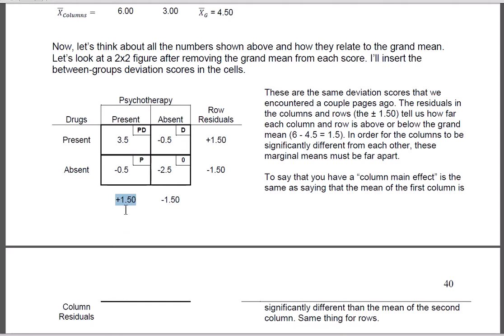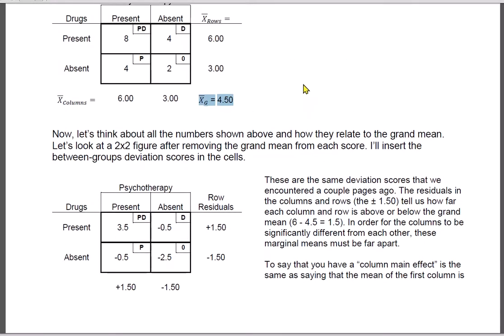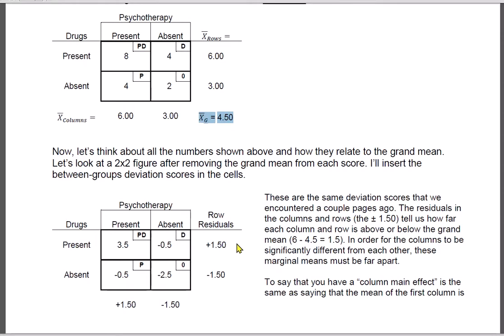This is your column effect for the people who got psychotherapy. They get, on average, a bonus of 1.5 above their baseline. What is the baseline? The baseline is the grand mean. The grand mean serves as the baseline. So what we're talking about here is to what extent, on average, do these different treatments have an impact on scores relative to the baseline. And this is what we're looking at here.